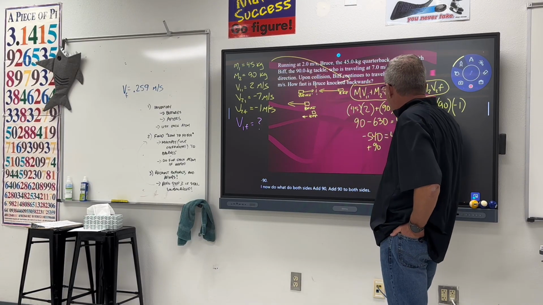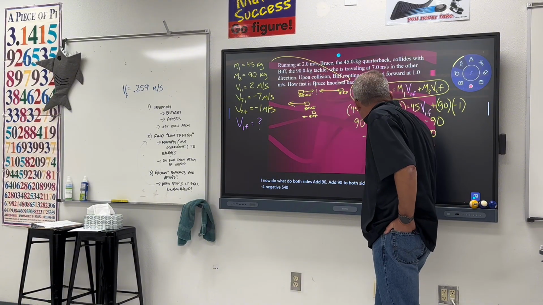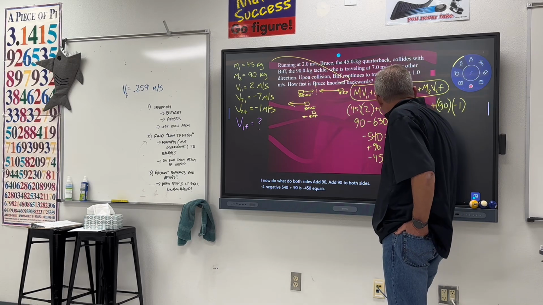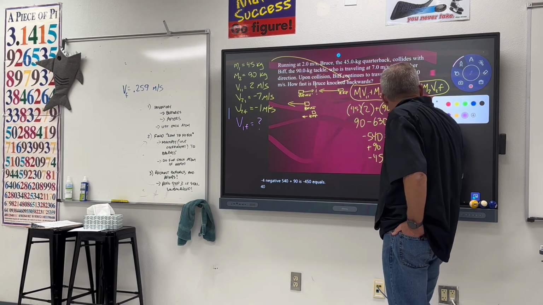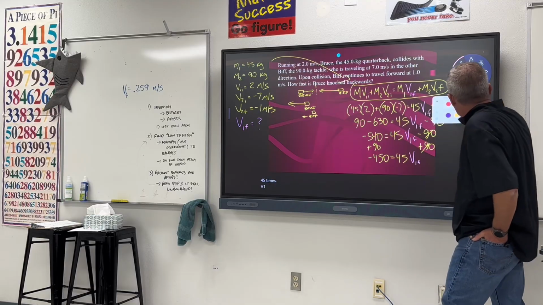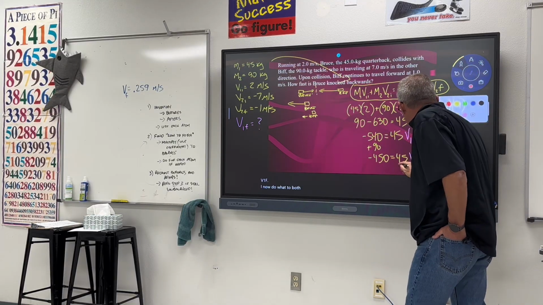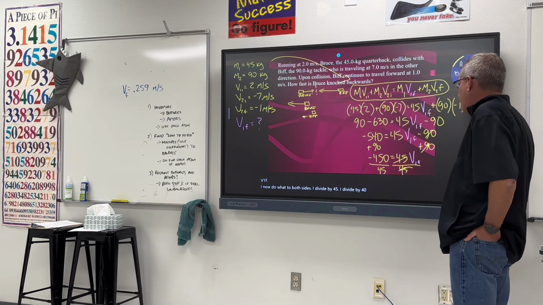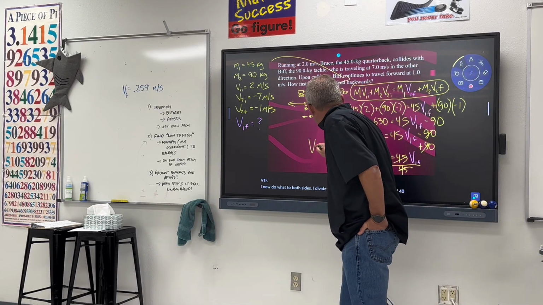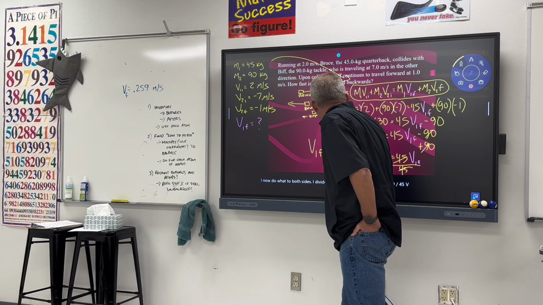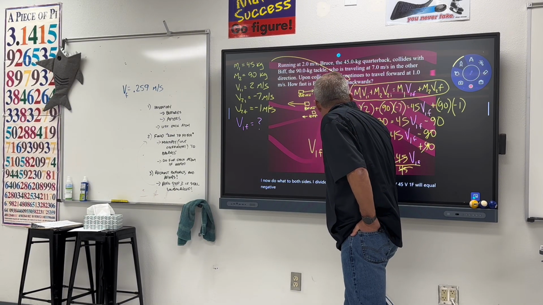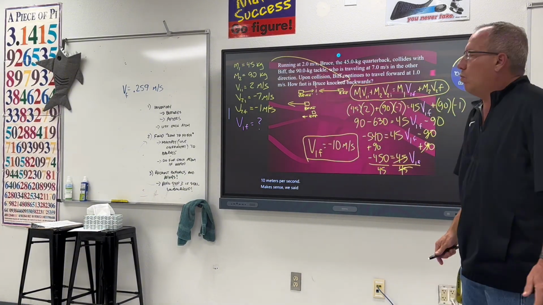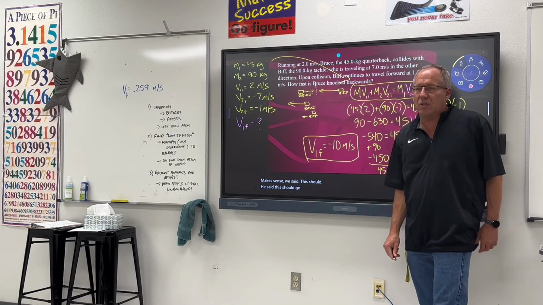Negative 540 plus 90 is negative 450 equals 45 times V1F. I now do what to both sides? I divide by 45. Negative 450 divided by 45. V1F will equal negative 10 meters per second. Makes sense. We said this should go back in the negative direction, and it does.